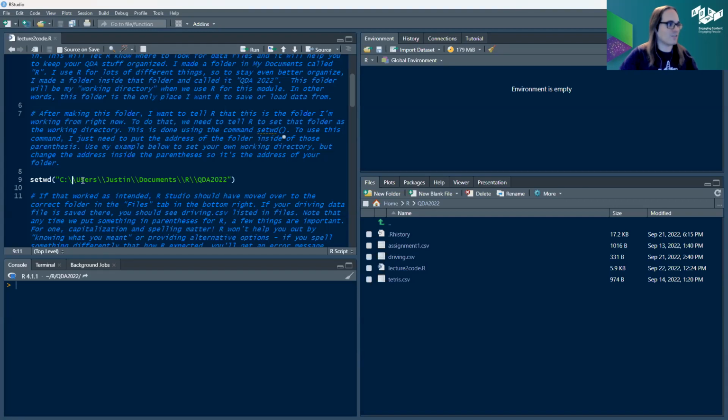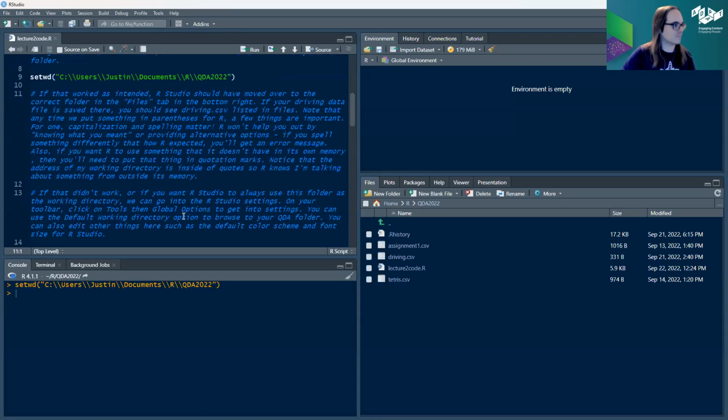I want my working directory to be my folder QDA 2022, which is in a folder called R, which is inside a folder called documents, which is, you get it. I set my working directory like that. You can find what your file path is and change that up so it reflects where your QDA folder is. And now I run that line, and now R is going to be looking for files there when I ask it to do things with files.